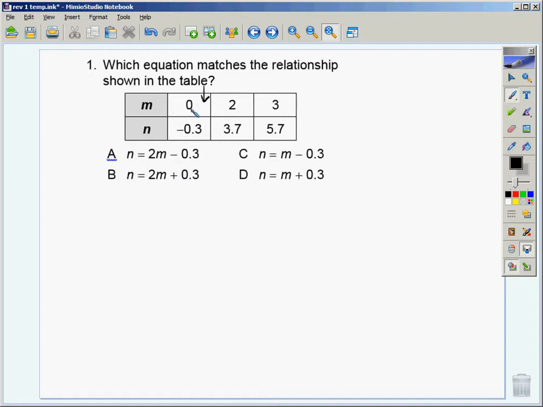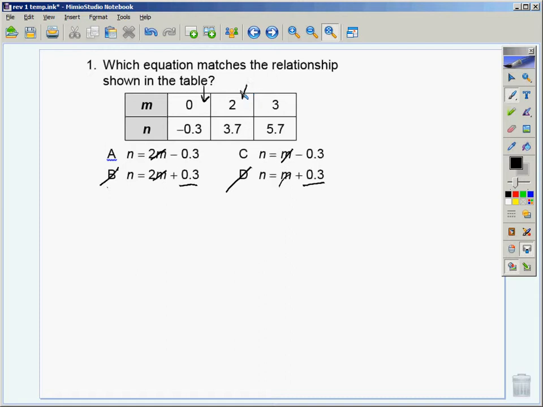If I plug in a 0, my outcome should be a negative 0.3. When I looked at these, if I put in a 0, basically these would go away. And I noticed that B and D would have ended up with a positive 0.3. That eliminated B and D as possibilities.